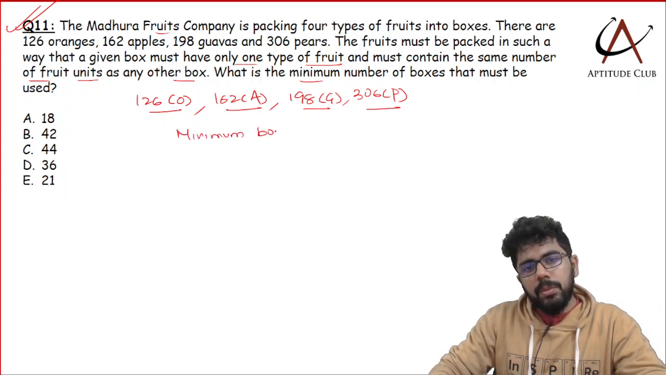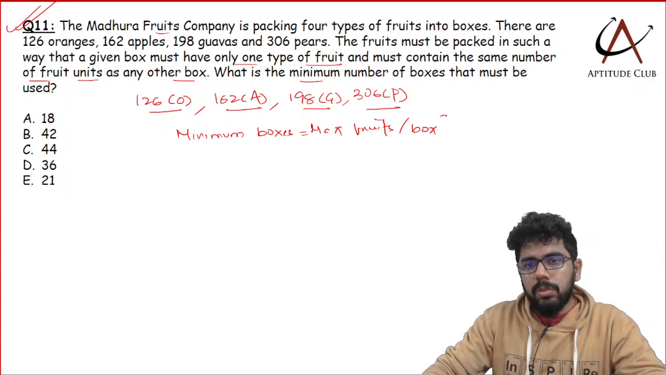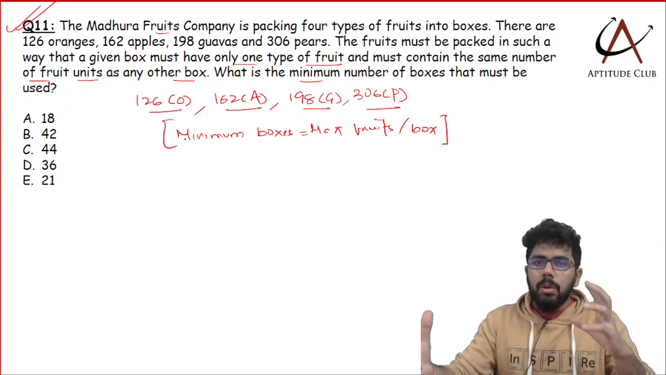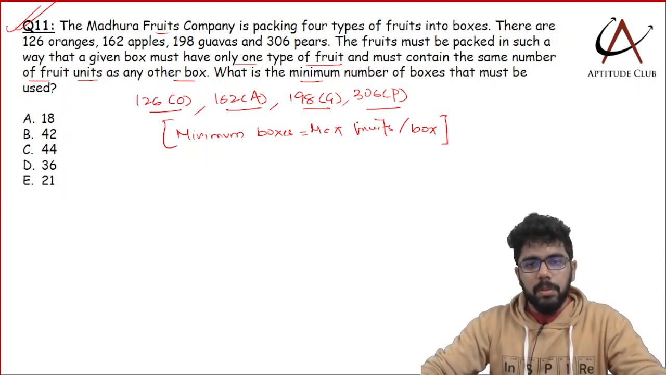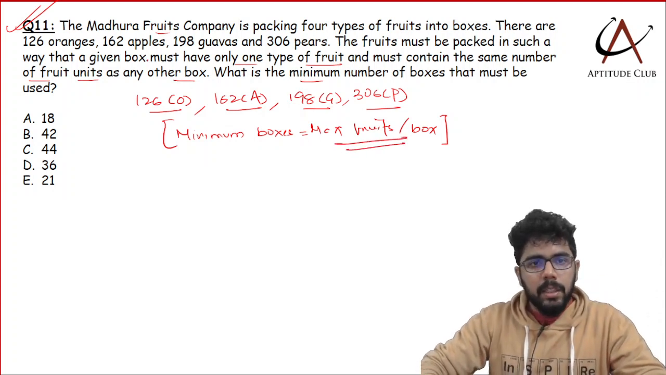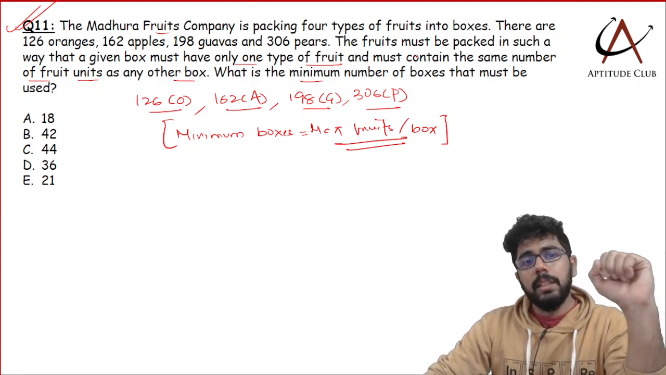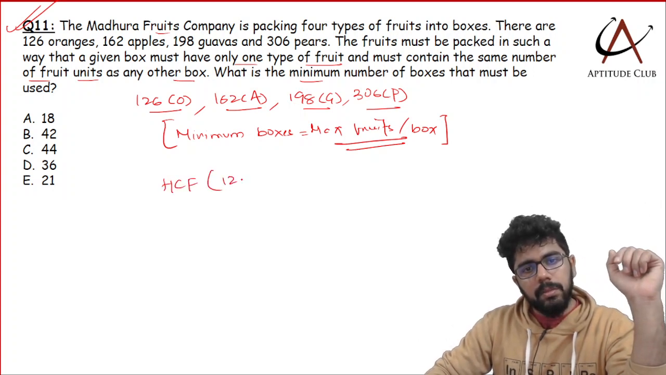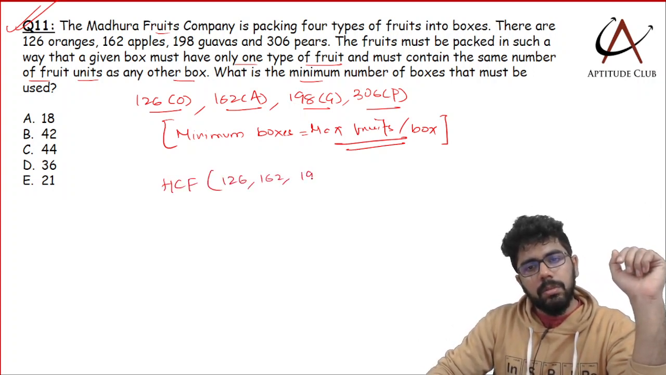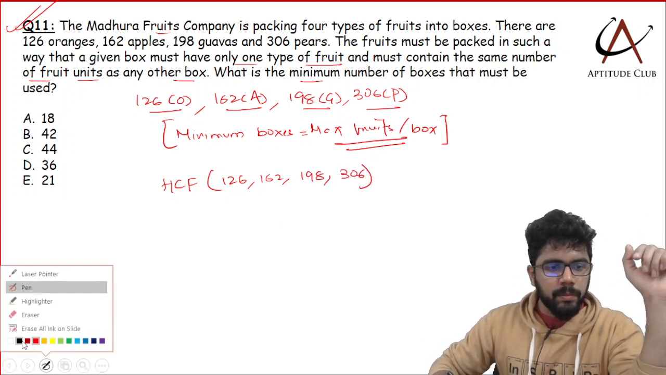So if I am supposed to calculate the minimum boxes, that means I'll have to maximize the fruits per box, क्योंकि तुम एक बॉक्स में जितना ज्यादा फ्रूट दे सकते हो, your number of boxes will be minimized accordingly. Each box has one type of fruit and they must contain the same number, so basically it is talking about finding the HCF of 126, 162, 198 and 306. Such a simple question, just simple HCF.